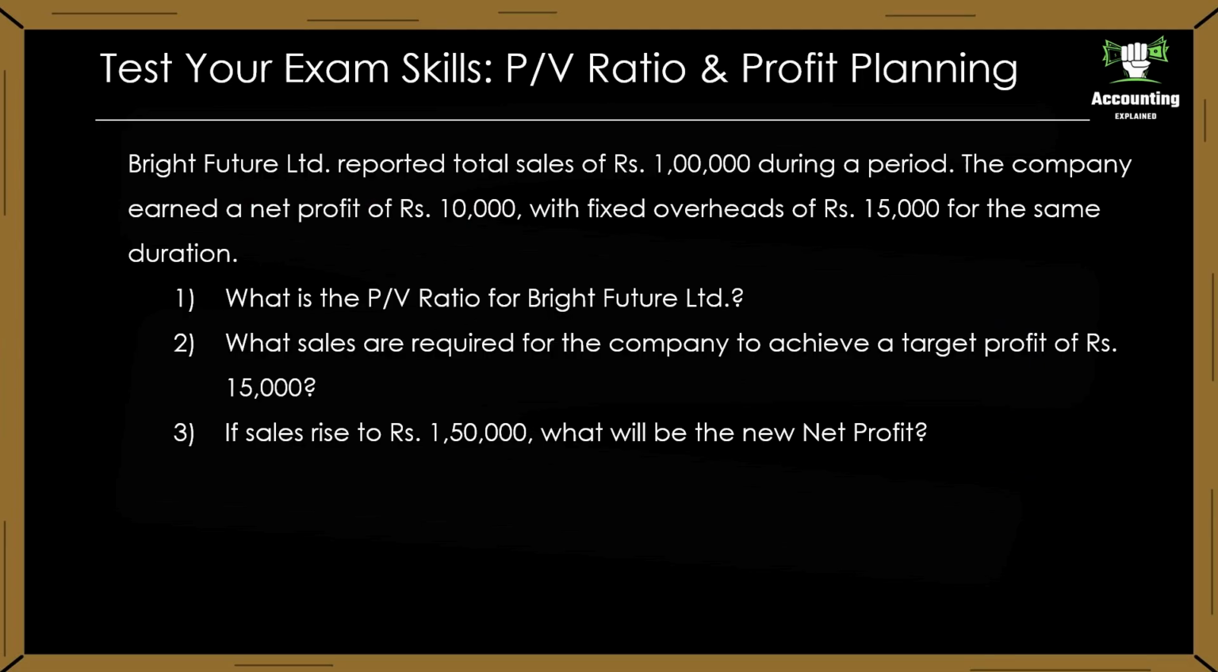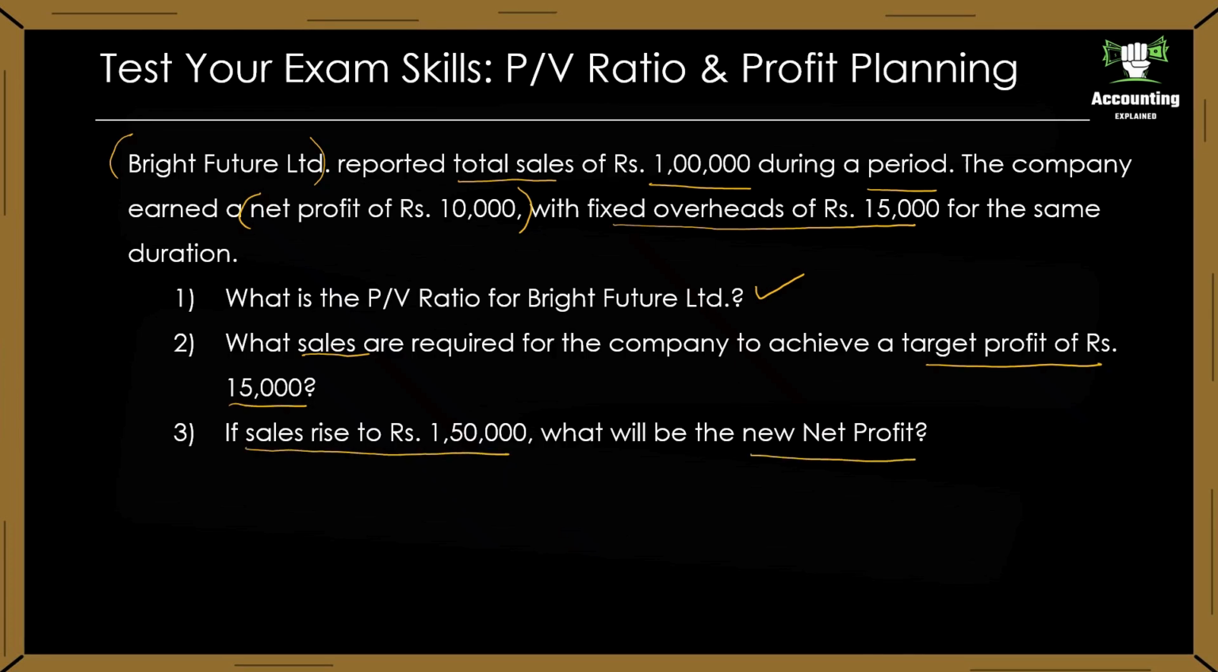This is the exam question which we are going to solve now. Bright Future Limited reported a total sales of rupees 1 lakh during a period. The company earned a net profit of rupees 10,000 with fixed overheads of rupees 15,000 for the same duration. What is the P by V ratio for Bright Future Limited? What sales are required for the company to achieve a target profit of rupees 15,000? If sales rise to rupees 1,50,000, what will be the new net profit?